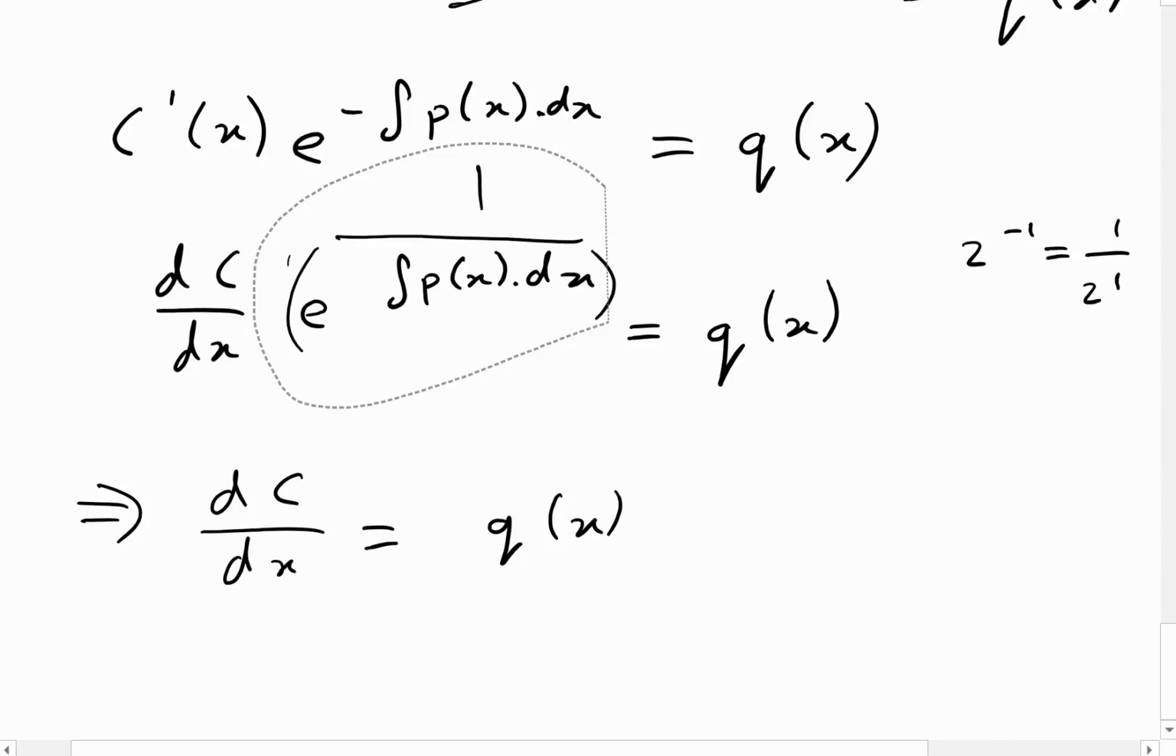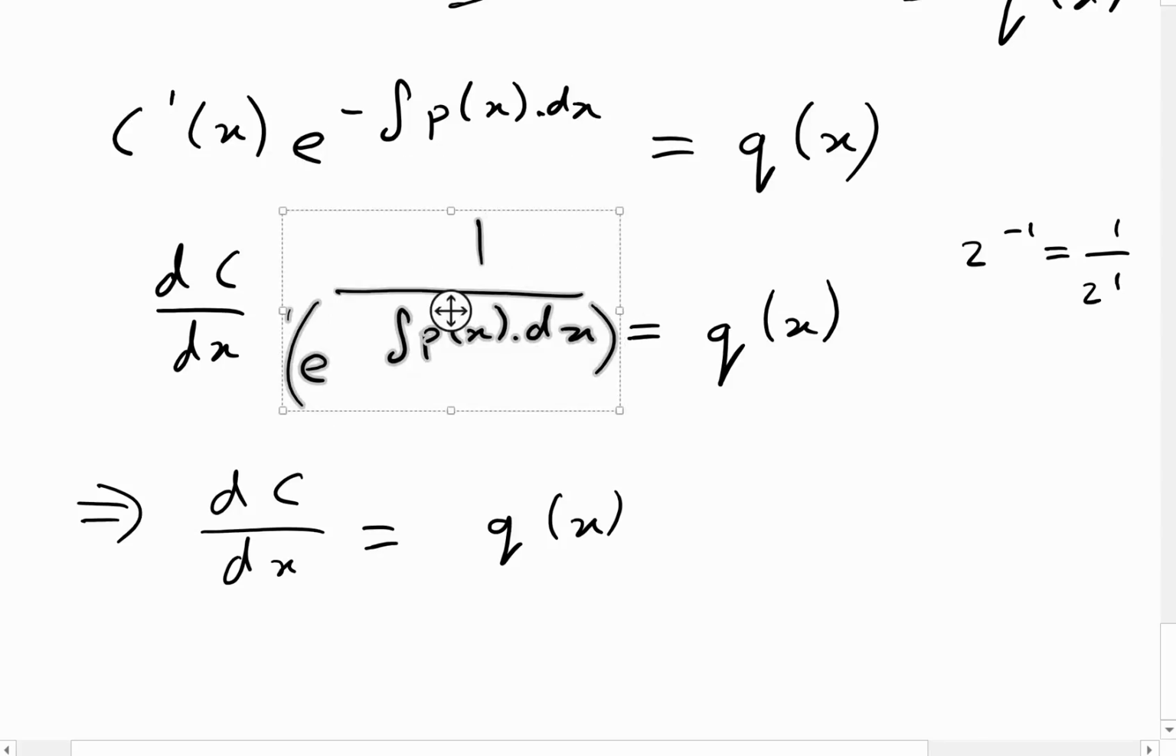Okay, I should have 1 over that thing. So effectively I'm multiplying through, right? So this should just be times e to the integral of p of x dx. Yeah? Okay, hopefully that makes sense.